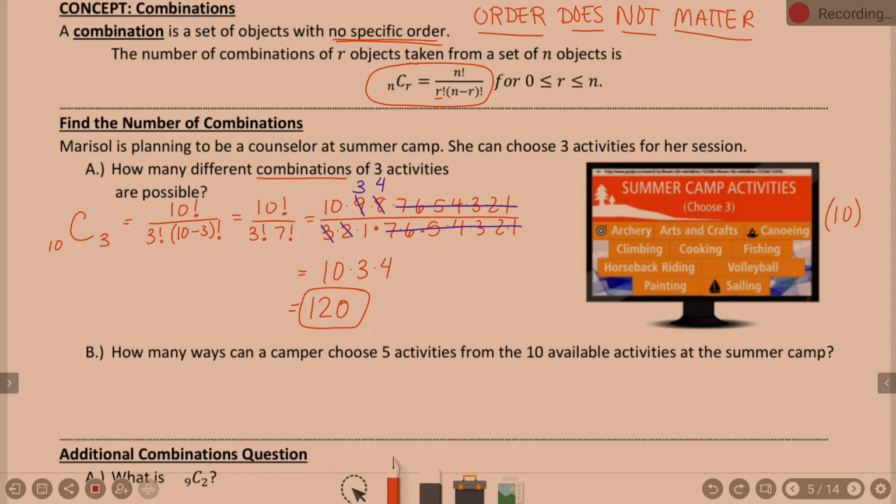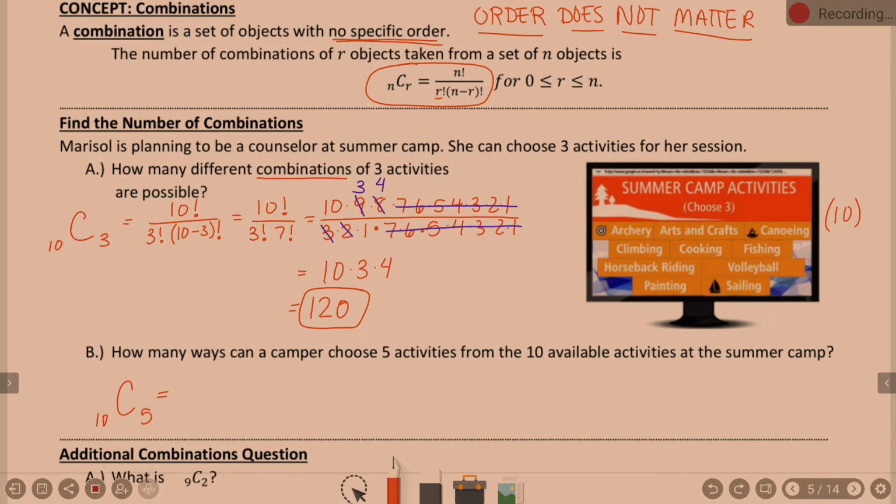Okay. What about the change up on B? How many ways can a camper choose 5 activities from the 10 available activities at the summer camp? What am I going to set up here? Okay. It's a combination because, again, you're just choosing activities. Order's not going to matter. We're picking from 10, and how many are we trying to pick out? Trying to pick out 5. So, not properly read, 10C5. Okay, shorthand way. But it's the combination of picking 10 objects 5 at a time.